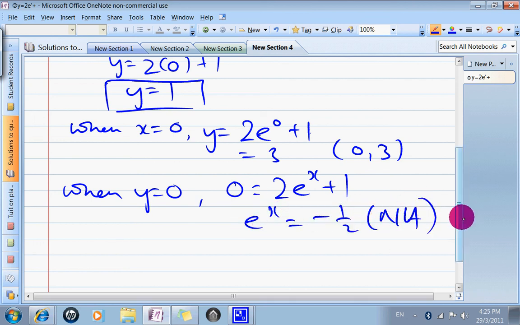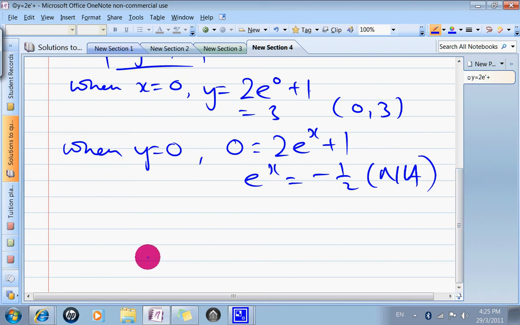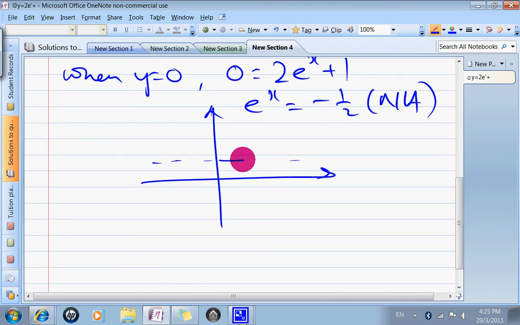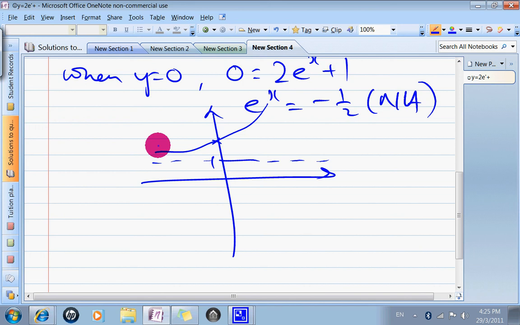Okay, so next I shall start drawing the graph. The asymptote is y equals 1, and you pass through (0, 3). So the curve could be this way or it could be this way. Okay, so it could be two ways. So what do we do? We test it.